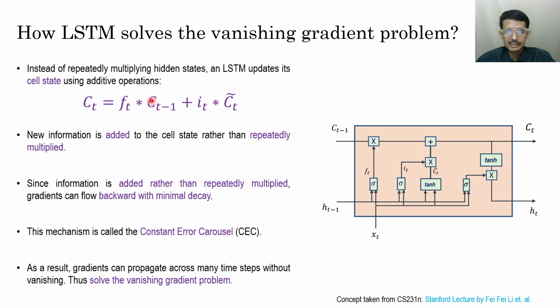Now this is addition, not repeated multiplication. This mechanism is called the constant error carousel, or CEC. As a result, gradients can propagate across many time steps without vanishing. That is the basic idea, and this solves the vanishing gradient problem. So the cell state is the major aspect of the LSTM which helps to solve the vanishing gradient problem.